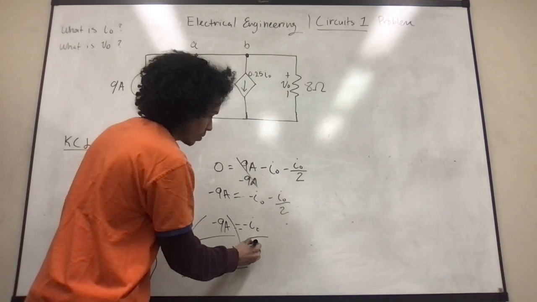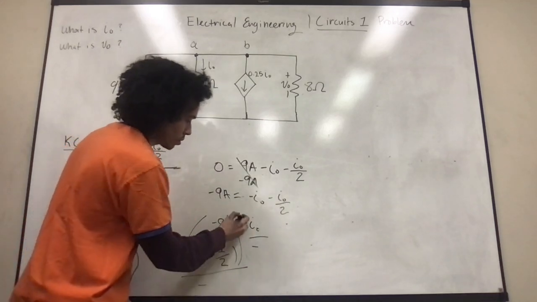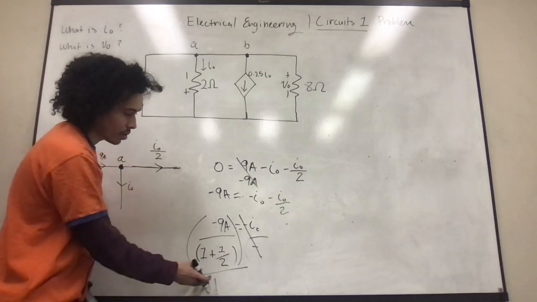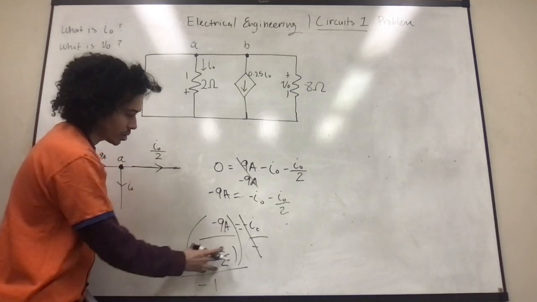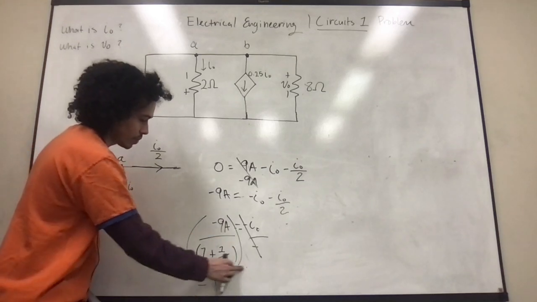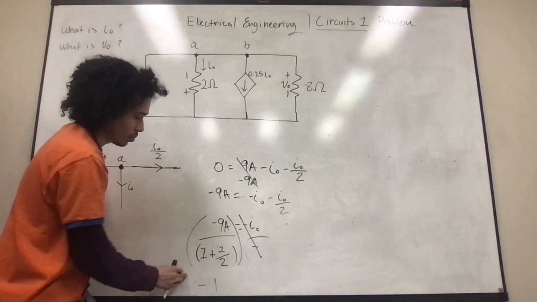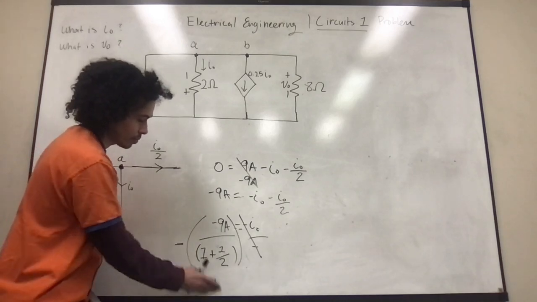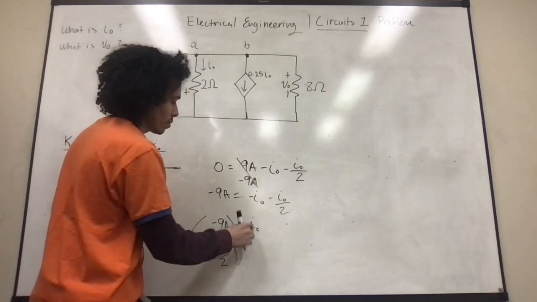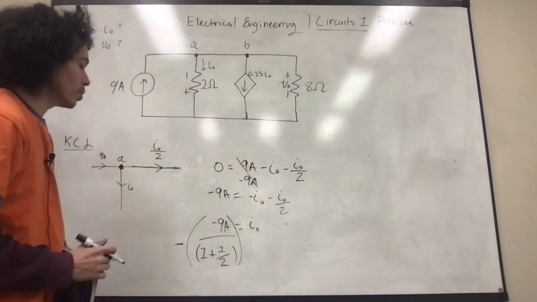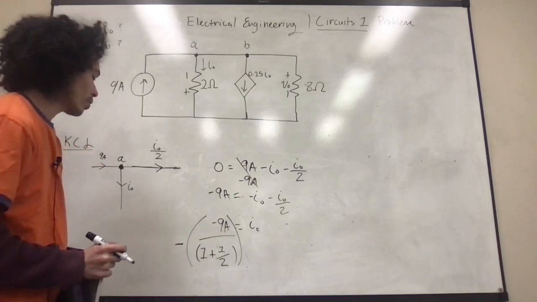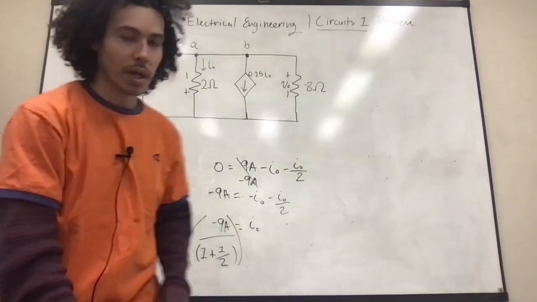We take this I naught, we divide it. And because this is a -1 per se, whatever this expression is going to be, it's going to be negative. So we can pull the negative up top here. And there we go. I naught is equal to this expression here times -1. So let's pull up the calculator, see what we get.